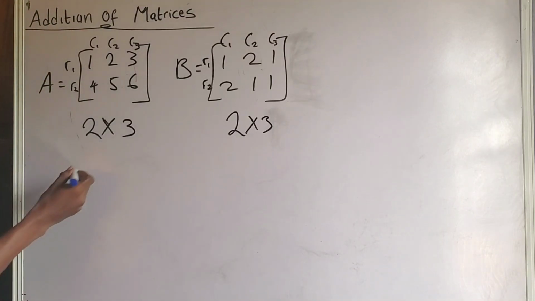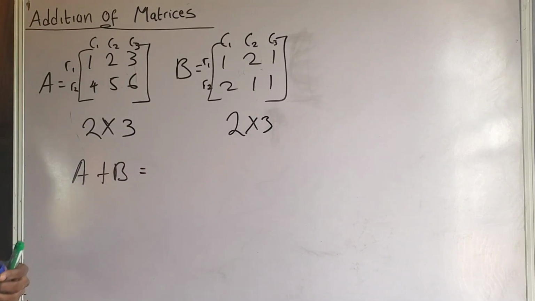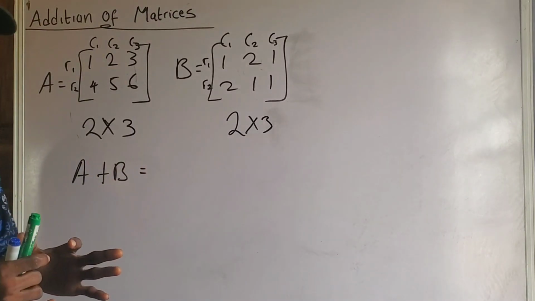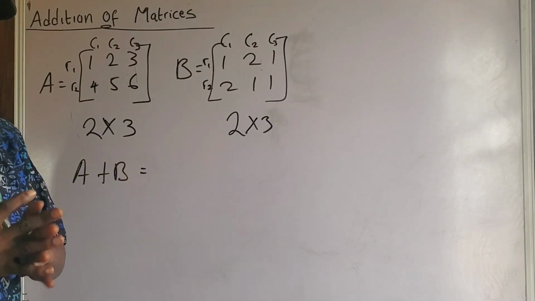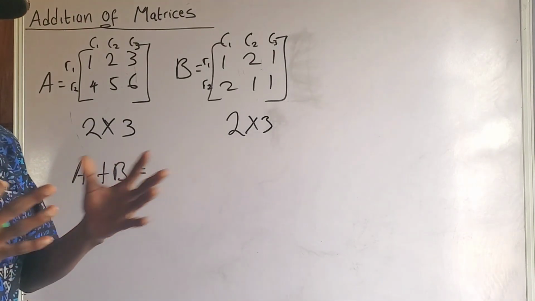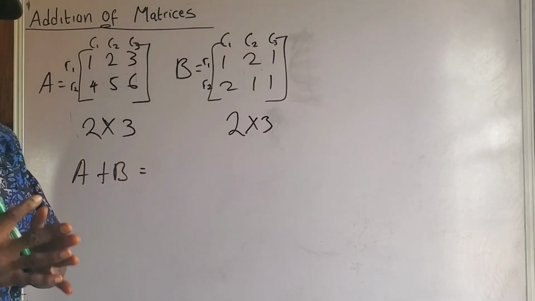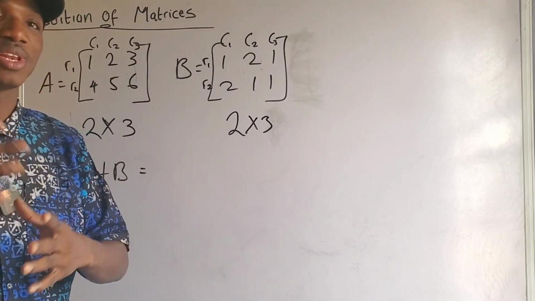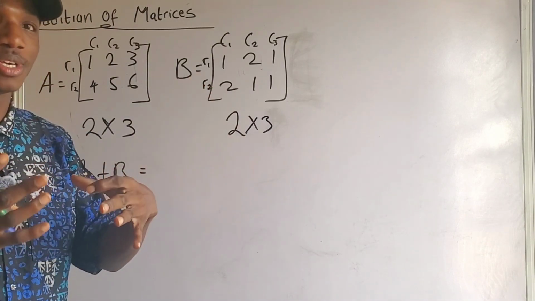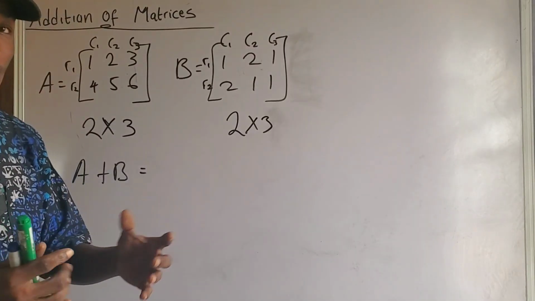Now, let us find A plus B. Don't forget, the first step is that you first have to verify if the matrices have the same order. If they have the same order, you can proceed to add up the matrices. But if they do not have the same order, you cannot add them together. And the reason is because there will be some element that is going to be left out in one of the matrices that is not corresponding to the order. You understand? I'm going to show you, don't worry.